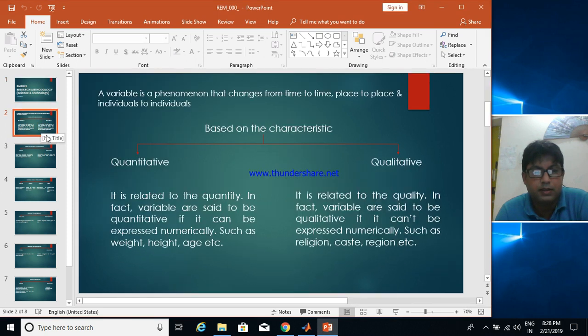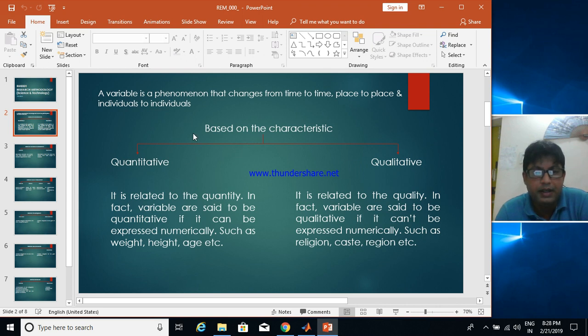So the first slide is what is a variable. The definition given by sir is: a variable is a phenomenon that changes from time to time, place to place, and individual to individual. The example also he has given nicely.